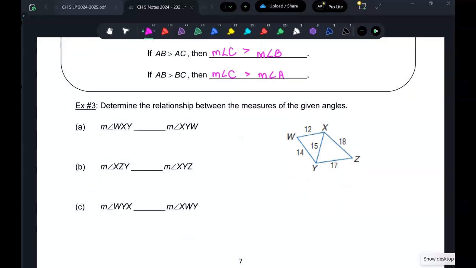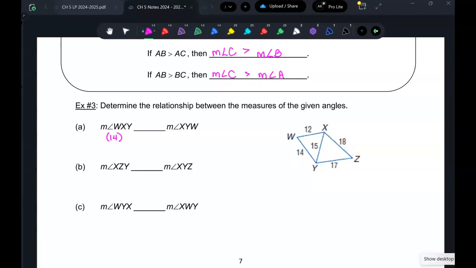All right. Now of course we don't always have just one triangle. We might have multiple angles, triangles, and sides that we're comparing. This is where maybe a colored pencil or just tracing over with your pencil helps. We want to compare measure of angle WXY. I want to recognize what side is opposite WXY. 14. So I'm going to put a 14 underneath here as a quick reminder.